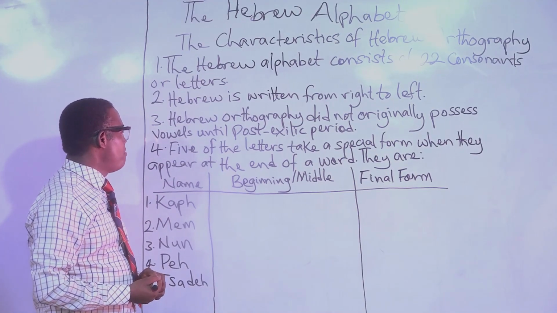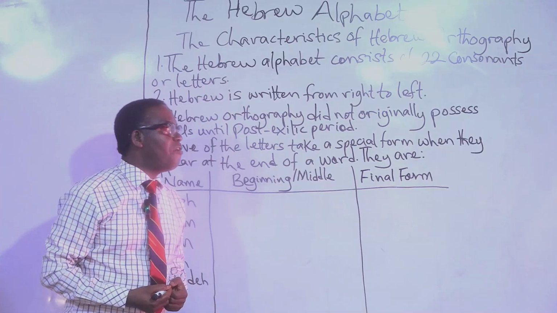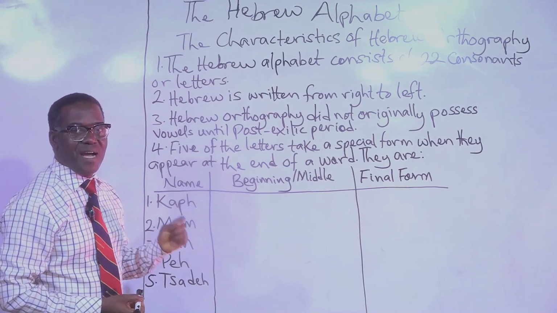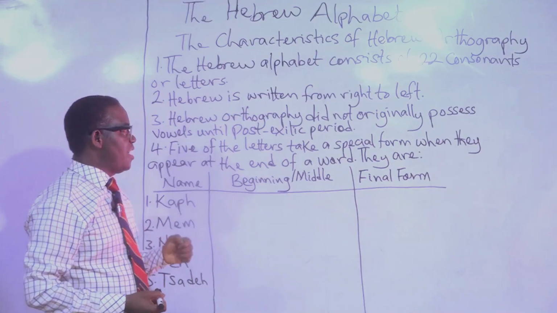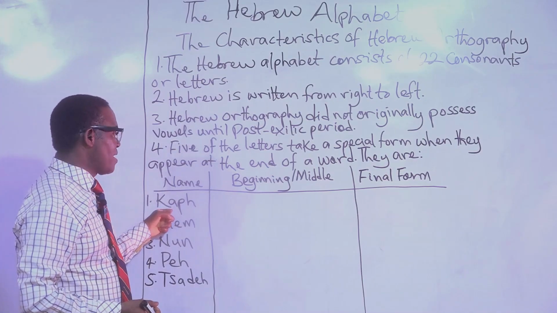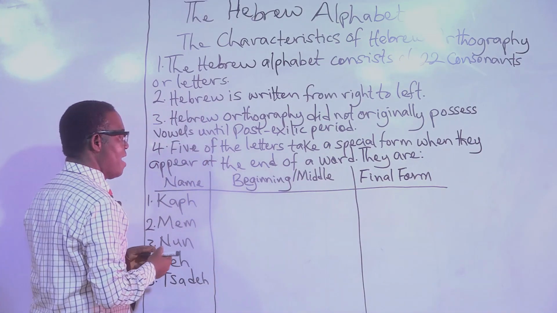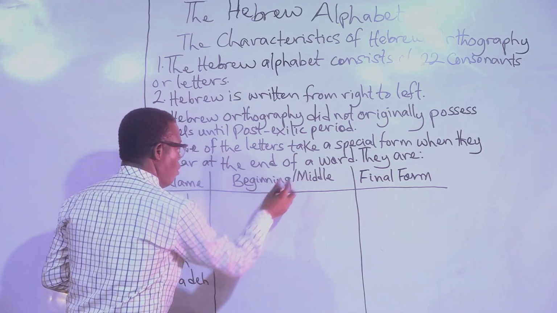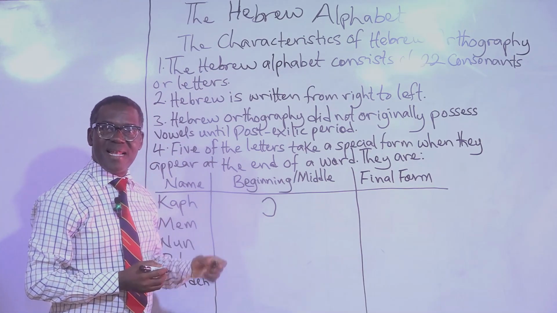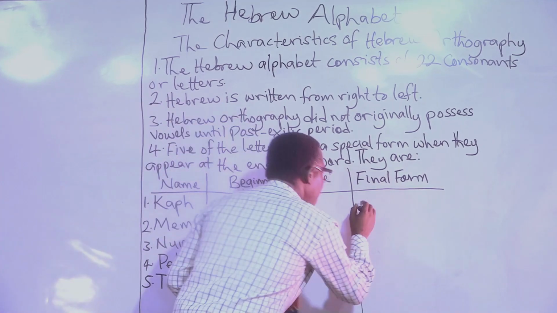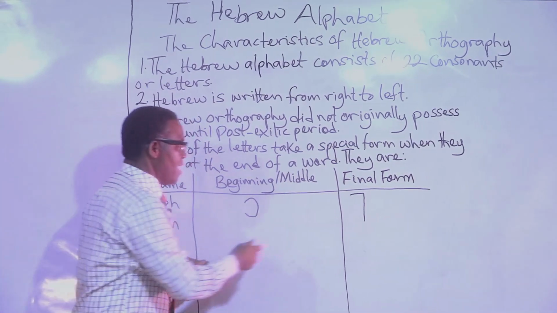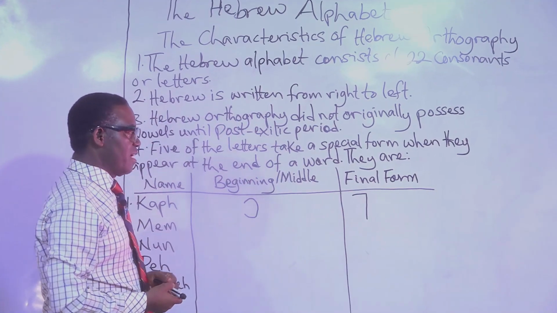Number four, five of the letters take a special form when they appear at the end of a word. Five Hebrew consonants take a special form when they appear at the end of a word. Number one of them is kaf. This is the form of kaf at the beginning or middle of a word, which we've considered the other time. But when it appears at the end of a word, this is the form.